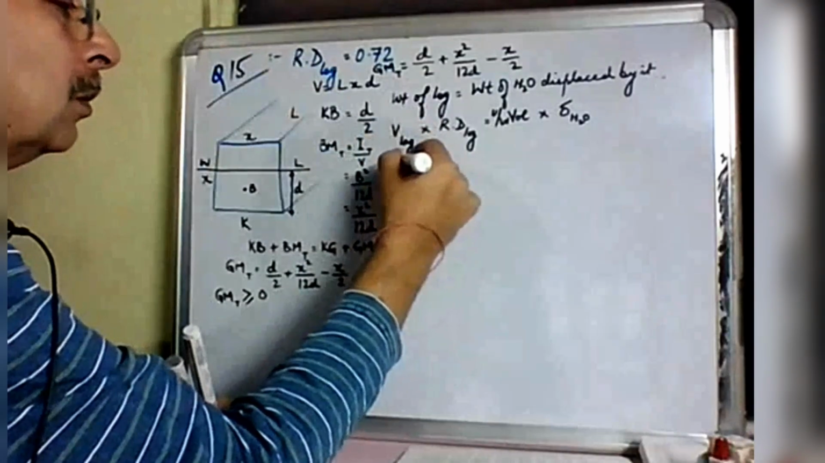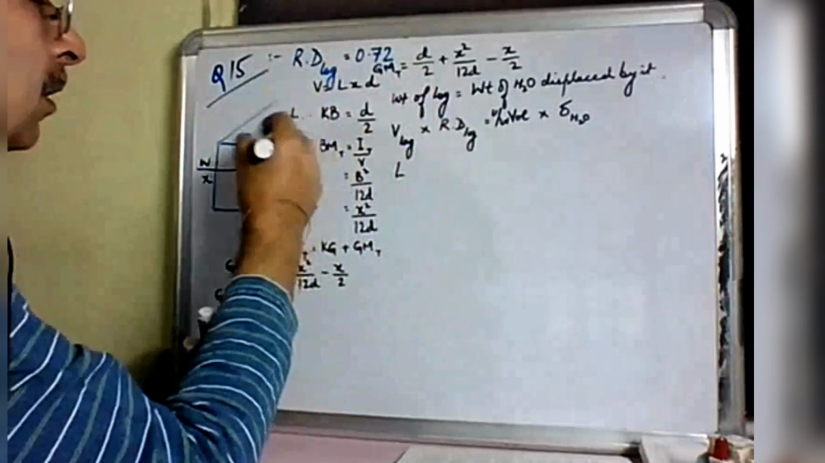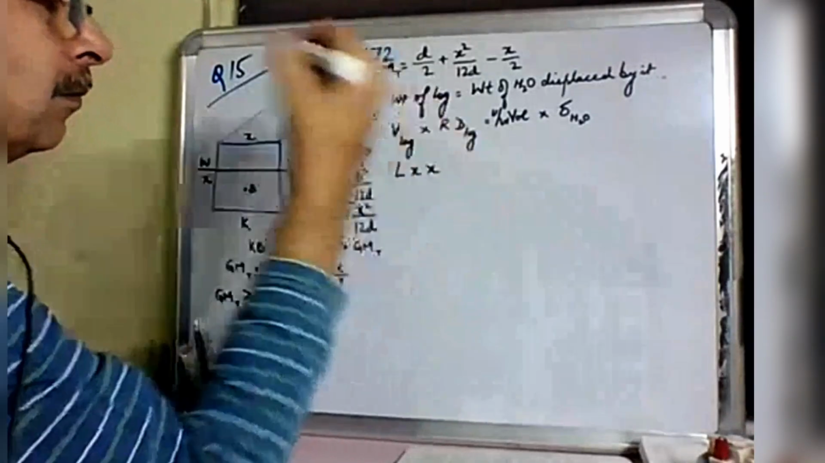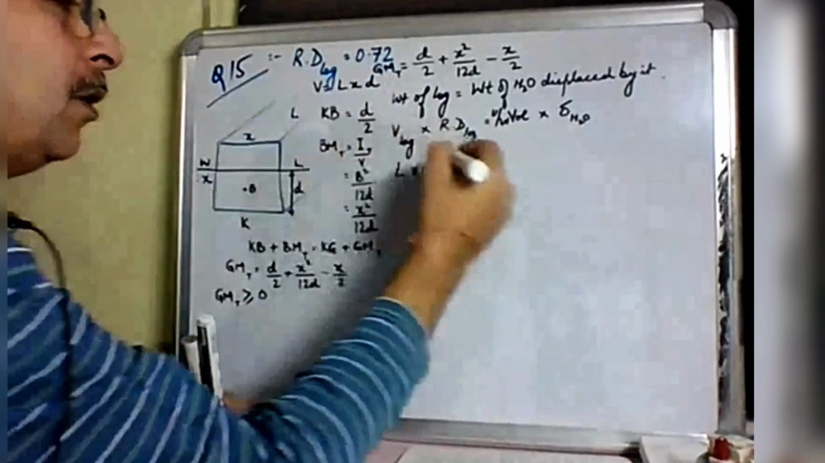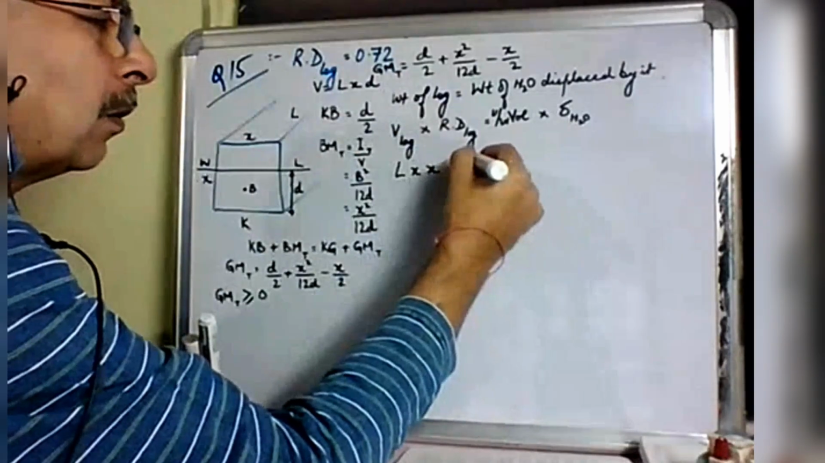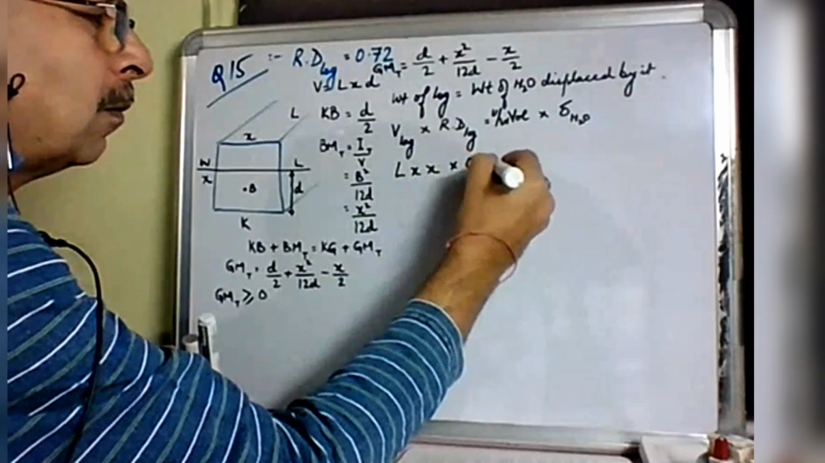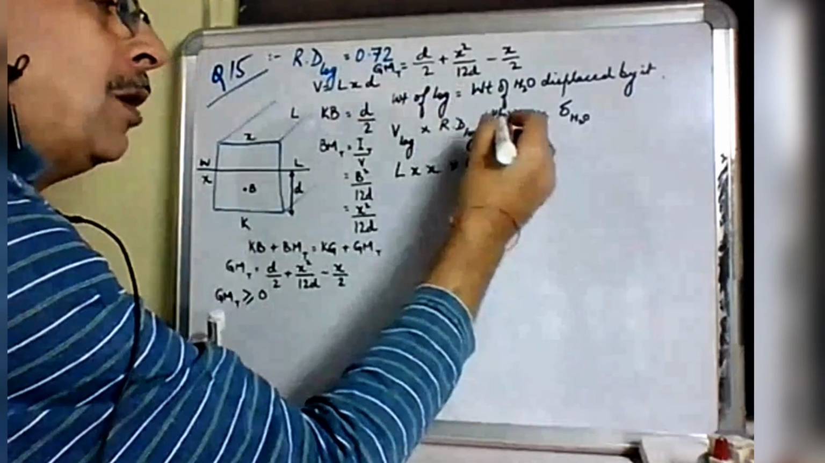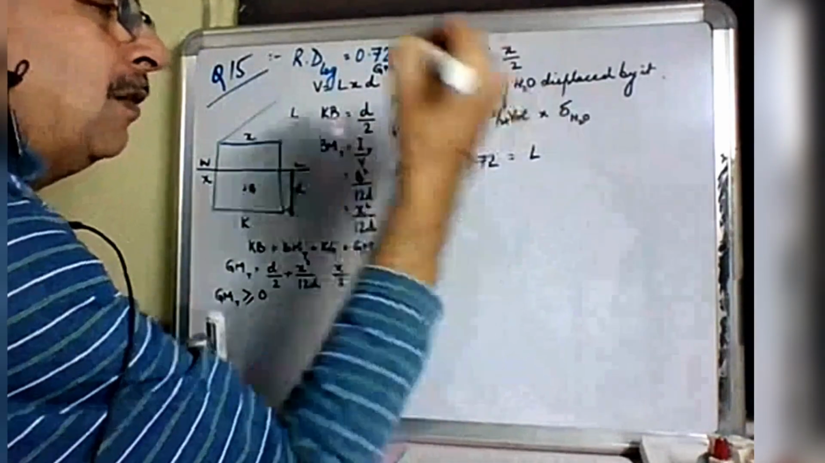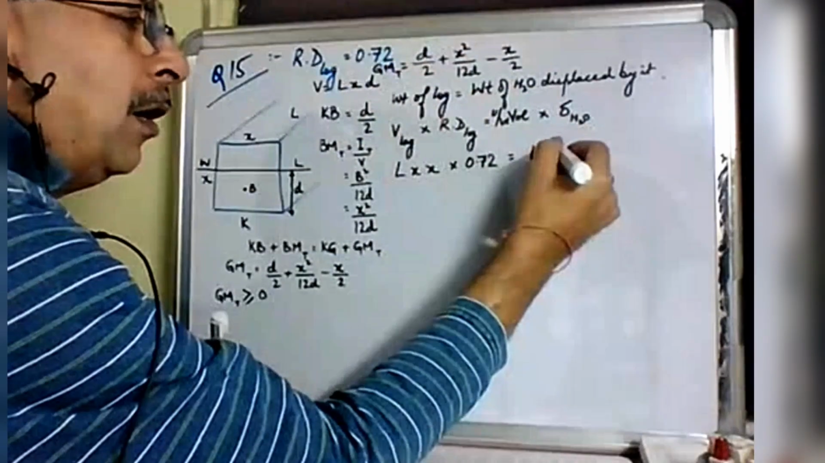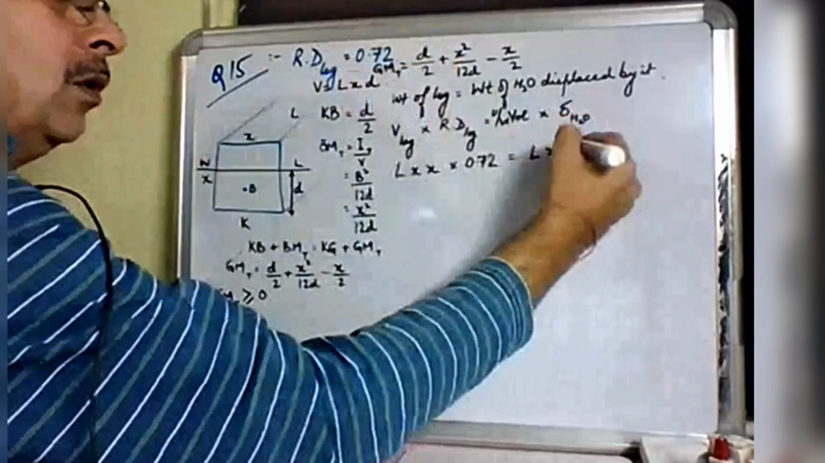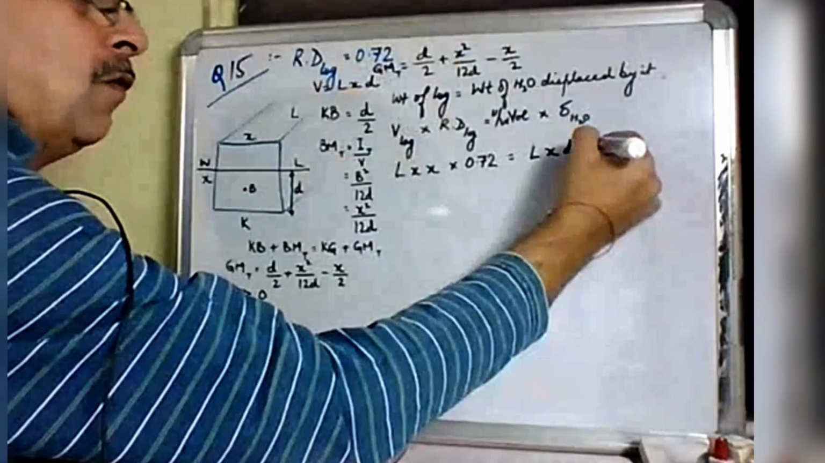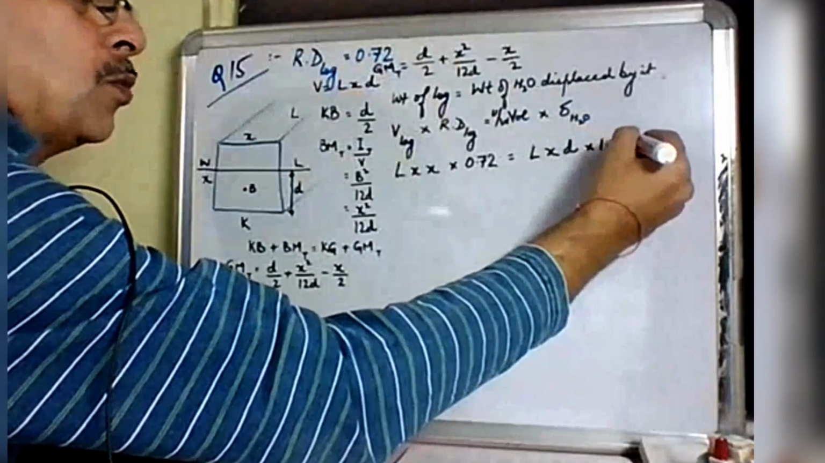Volume of the log, length into breadth into height, into RD of the log, 0.72, is equal to the underwater volume, length into breadth into draft, into density in which it is floating. Assume salt water.